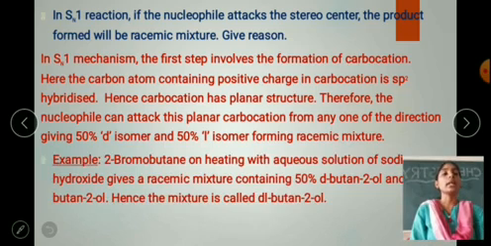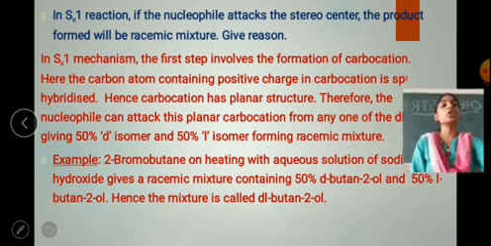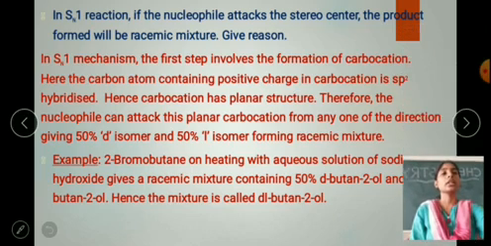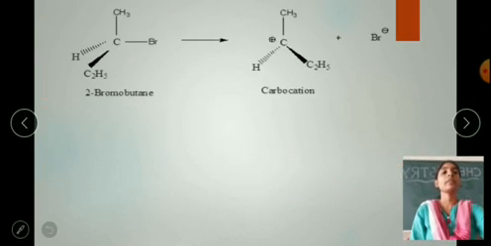For example, 2-bromobutane on heating with aqueous sodium hydroxide gives a racemic mixture containing 50% of dextro butanol, that is D-butanol, D meaning positive, and 50% of L-butanol. Hence the mixture is called D and L butanol. Here you can see the reaction.